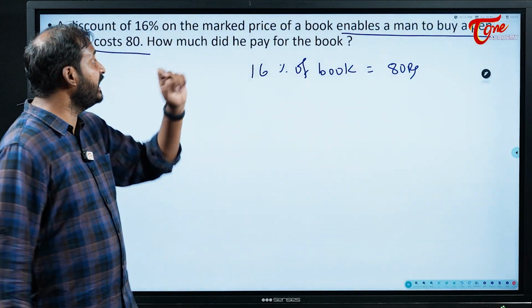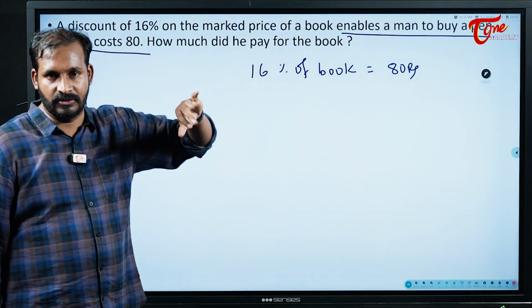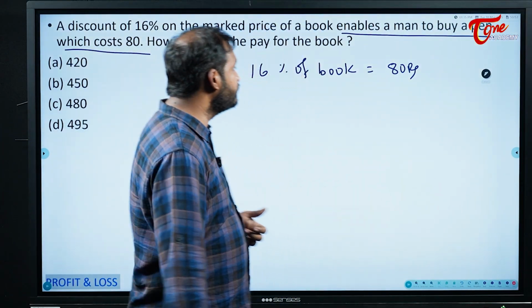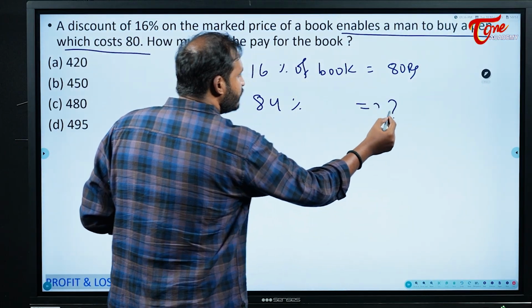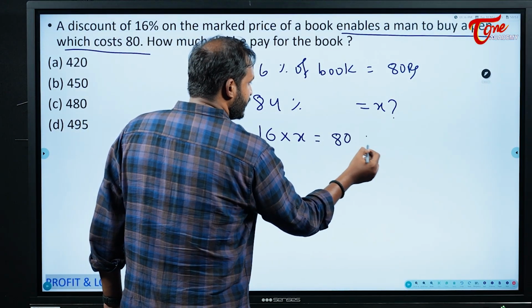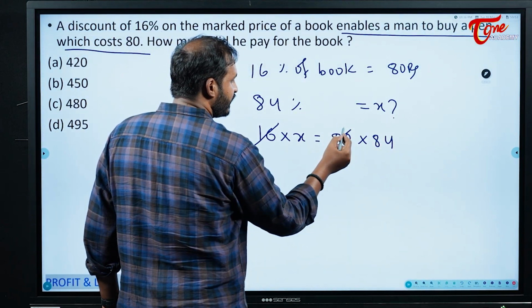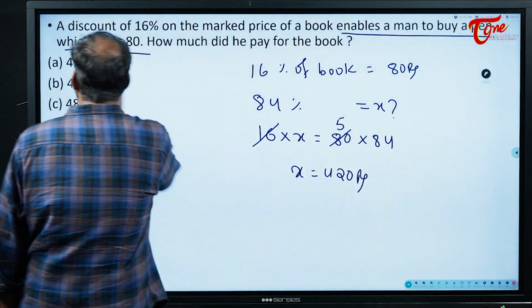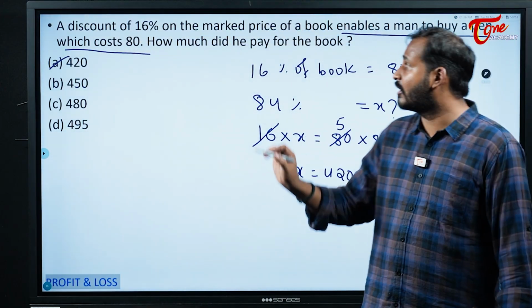But what does he need to pay for that book? He needs to pay only 84%, right? Why? Because he is getting 16% discount. After getting 16% discount, he needs to pay just 84%. If 16% is 80 rupees, what is 84%? Assume it as some x. So 16 into x is equal to 80 into 84. Very easily, 16 ones, 16 fives. So the x value will become what? 420 rupees. That means he needs to pay 420 rupees.